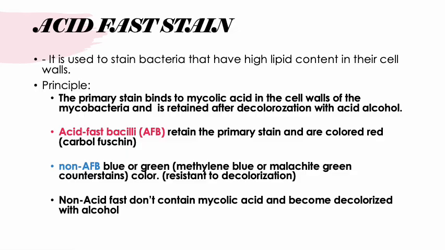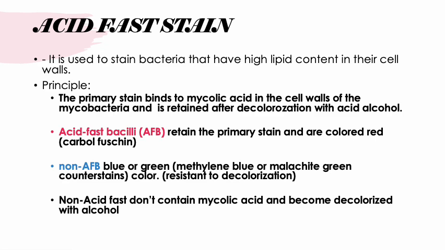Let's now discuss the acid-fast staining procedure. Acid-fast staining is used to stain bacteria that have high lipid content in their cell wall. These are your Mycobacterium bacteria. The principle of this acid-fast staining method is that the primary stain binds to the mycolic acid in the cell wall of the mycobacteria and is retained after decolorization with acid alcohol. If the primary stain is retained, that is called acid fastness.